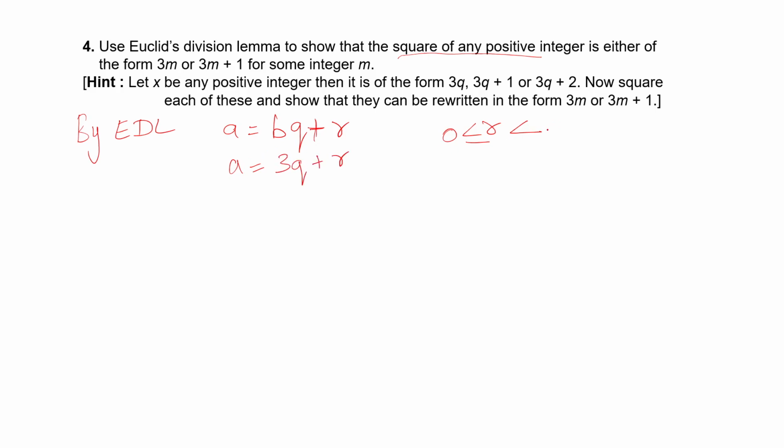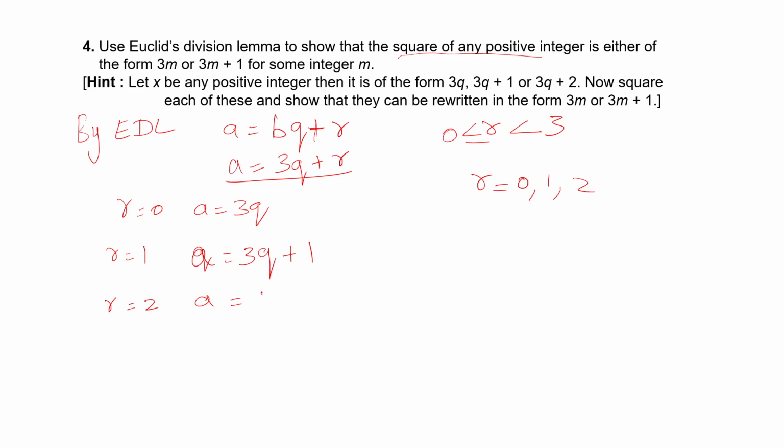So here b is equal to 3, a is equal to 3q plus r. r lies between 0 and 3, so r is equal to 0, 1, 2. When r is equal to 0, the value of a is 3q. When r is equal to 1, a is equal to 3q plus 1. I am explaining this for the fourth question, so I am not giving it in detail. Hope you can understand. a is equal to 3q plus 2. Up to this, done? Yes.